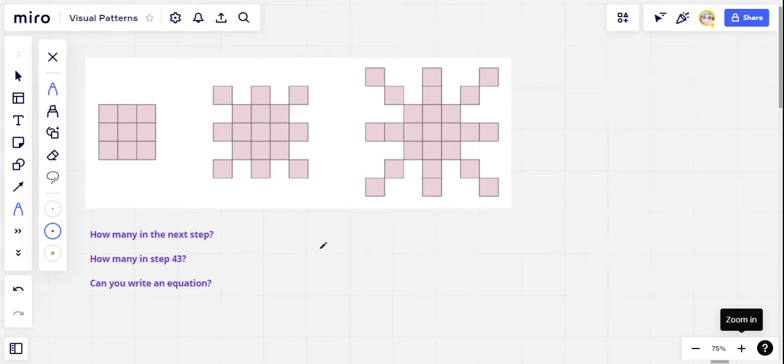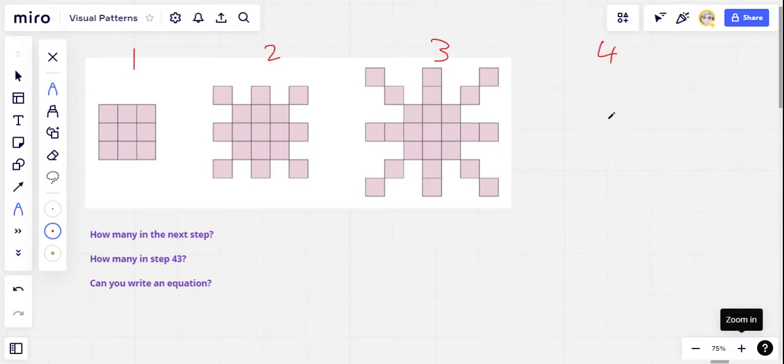Hello, everybody. We are back with another visual pattern challenge for you today. Here's our visual pattern. Here's step 1, step 2, step 3. And your challenge, if you choose to accept it, is to look at this and see if you can figure out how many of these squares are going to be in step 4 of this pattern.